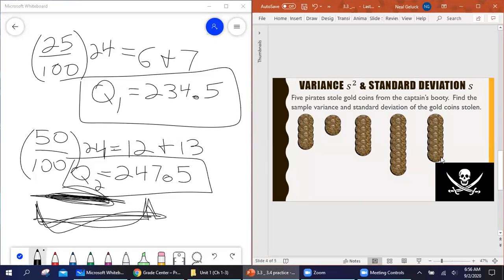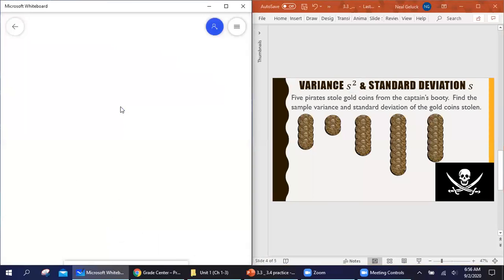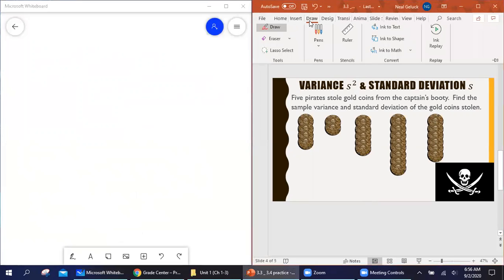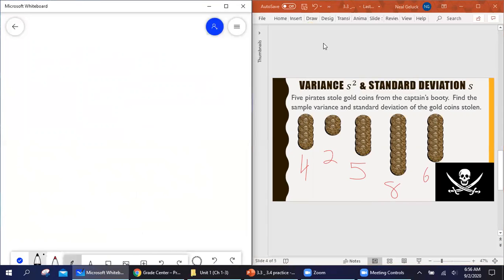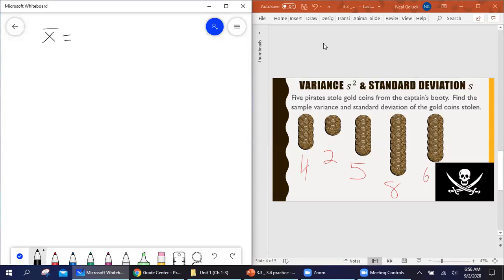Our next problem, we deal with some pirates. We've got pirates that stole gold coins. And if you count, I've got 4, 2, 5, 8, and 6. We want the variance and standard deviation, the sample variance and standard deviation. Okay, this goes to where I first have to calculate the mean. So if I add those all up, 4 plus 2 plus 5 plus 8 plus 6, you'll get 25. Divide by 5, so my mean is 5.